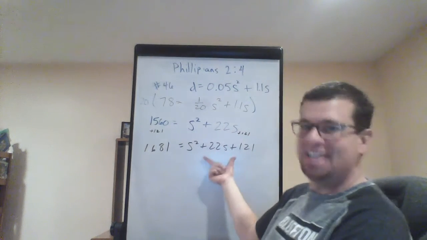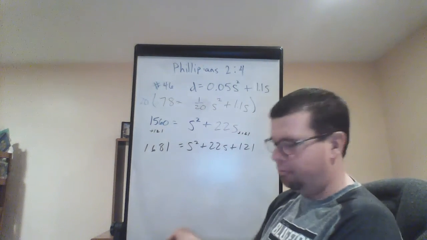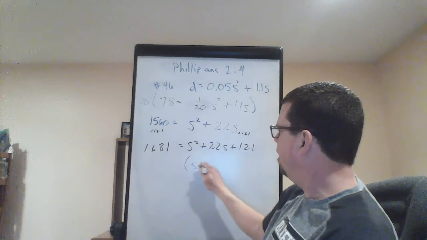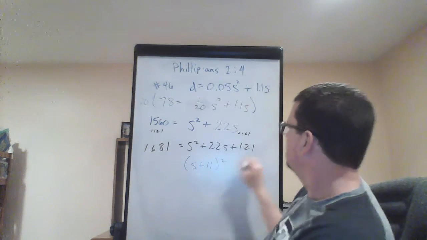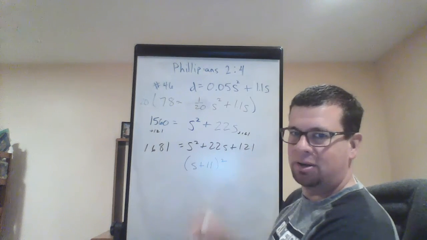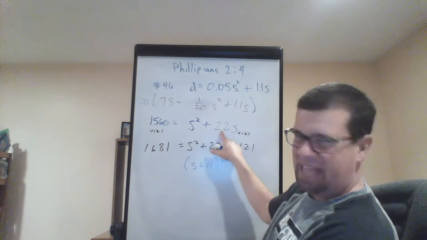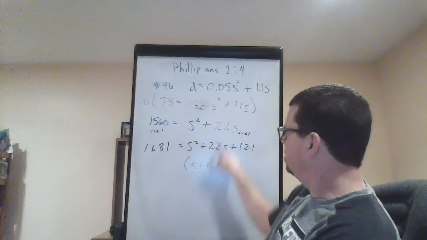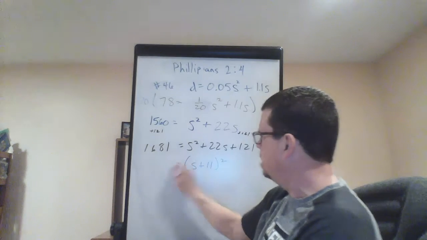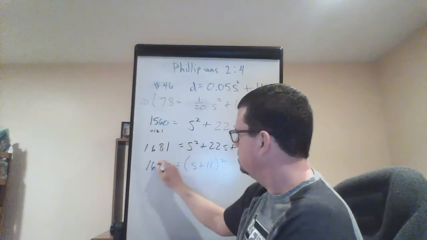Now this is a perfect square. We can factor that as a perfect square. That is s plus 11 squared. Again, two numbers that multiply together to give me 121, but add together to give me 22. And it was that middle step. That number is always that middle step. When you take half of this before you square it, that's always what this is going to be. And that's still 1,681.